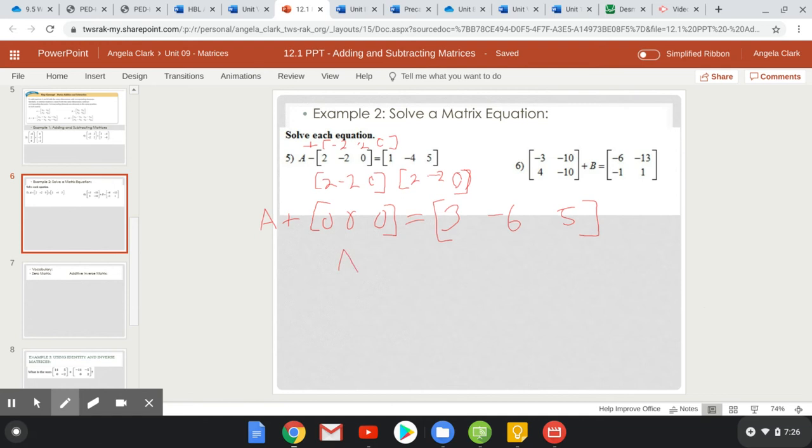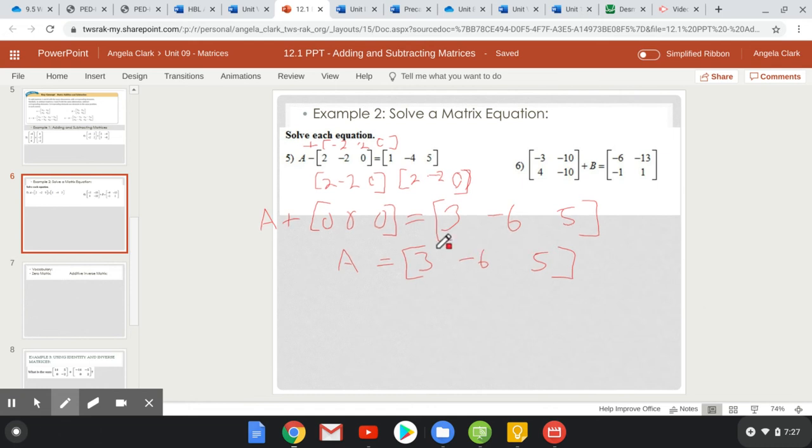So I have A equals 3, negative 6, 5. So we can skip that step of finding the 0 matrix here because we know that if we're subtracting something and we add the same thing, we're going to get the 0 matrix. So we can skip that step. I just want to show you why that works, okay? So this would be our final answer. A equals this matrix, 3, negative 6, 5.